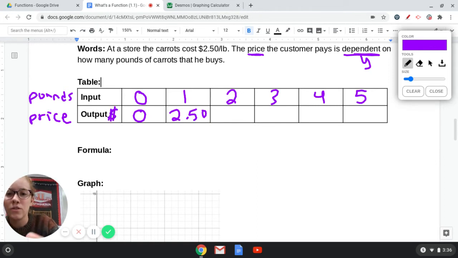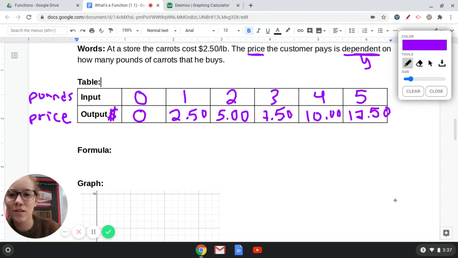So I don't have to write dollar signs in my table. Then if you buy 2 pounds of carrots, then we're going to pay $5 because that is 2 times 2.50. So we double it. And you probably already picked up the pattern here. This is $7.50. I can count by quarters. $10. And I got $12.50. I said count by quarters because this is how I count anything with a 2 and a 5 in it, is by quarters and then adjusting the decimal accordingly. Okay, so cool. We have a table now.